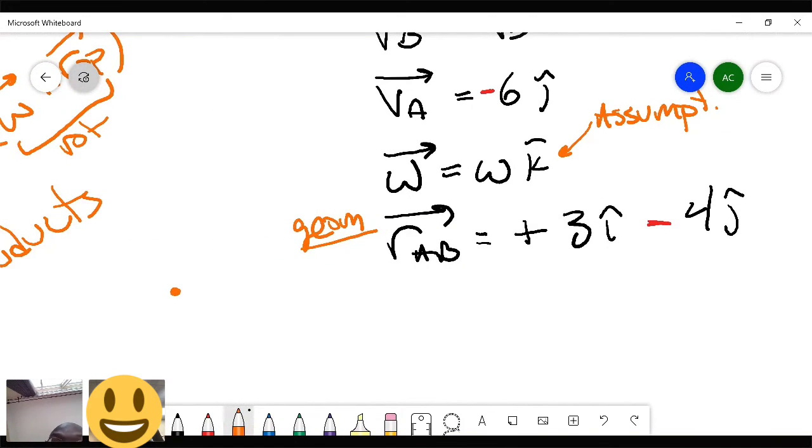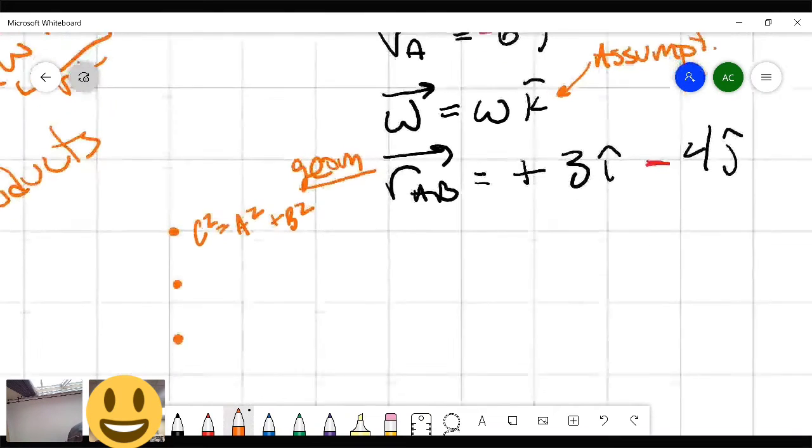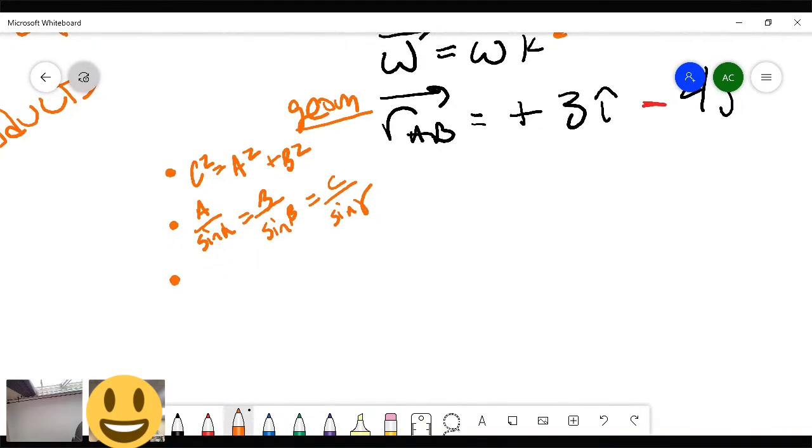But no matter what, you're going to be able to use one, or maybe 2 or 3 of these 3 to figure out the arm. You've always got to figure out the arm. You have to use the Pythagorean theorem. You're going to use the law of sines, which is A over the sine of alpha equals B over the sine of beta equals C over the sine of gamma. Or you're going to use the law of cosines.